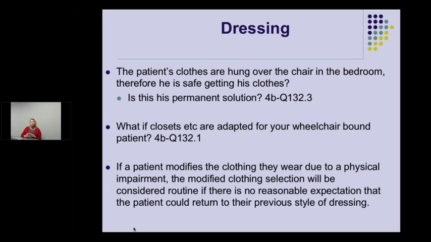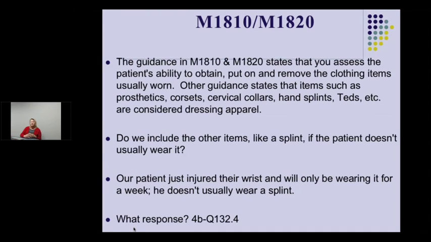modified clothing selection will be considered routine if there's no reasonable expectation that the patient could return to that previous style of dressing. The guidance in M1810 and M1820 state that you assess the patient's ability to obtain, put on, and remove the clothing items usually worn. This includes things like the prosthetics that I talked about, corsets, I didn't even know they still made corsets, cervical collars, hand splints, TED hose, etc. All of those are considered clothing apparel.